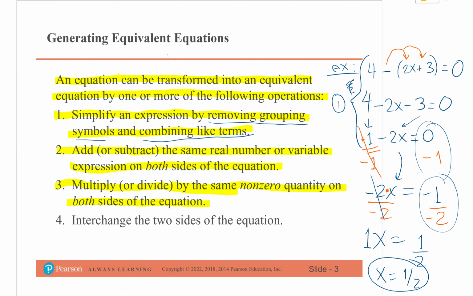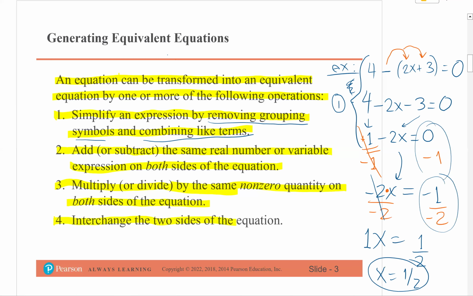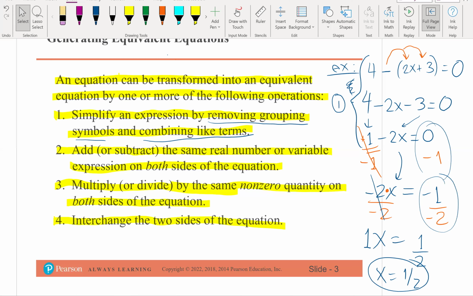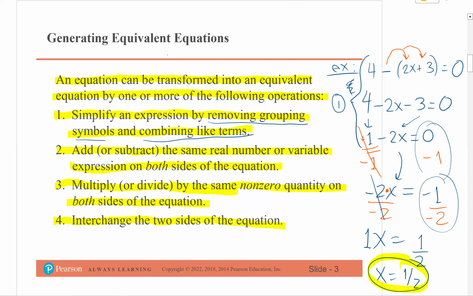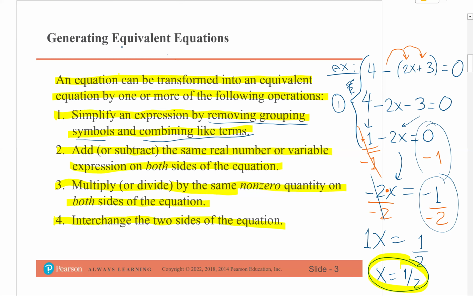And then the last step here says you can interchange the two sides of the equation. I don't think, in this example, you need to do that. But if we were given the opposite equation, instead of 4 minus 2x plus 3 equals 0, what if 0 was on the left side and then everything else was on the right side? Then we would use the same steps, boom, boom, boom. And in the end, we'd end up with positive 1/2 equals x.